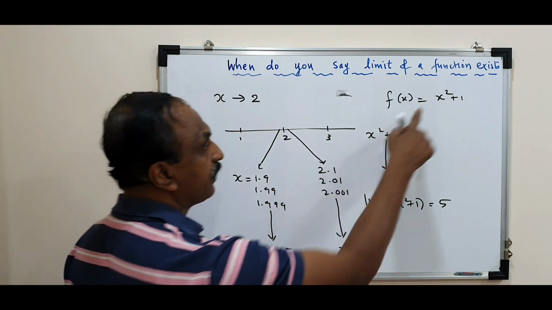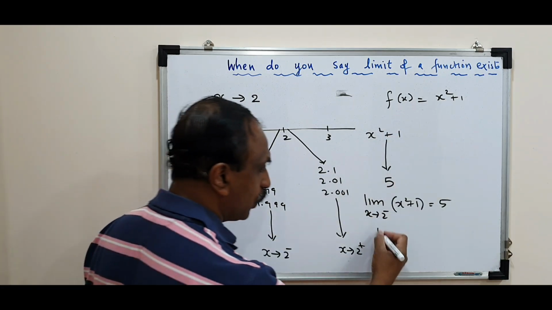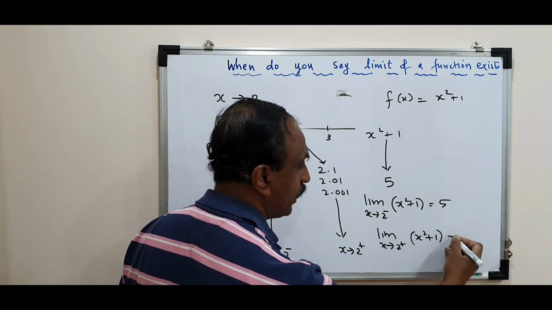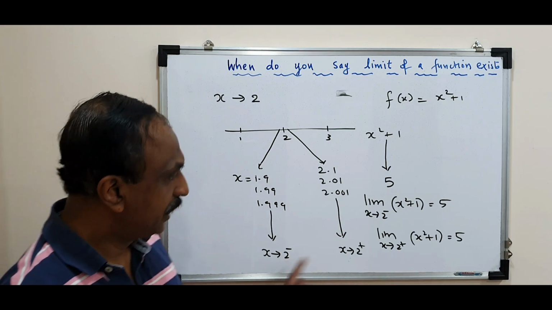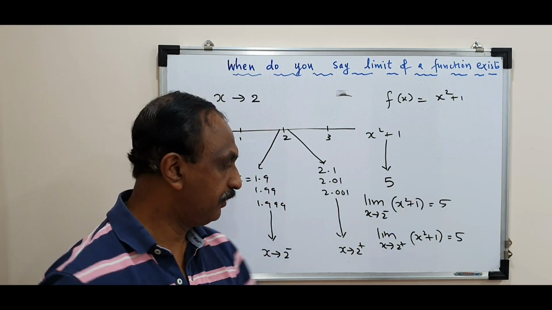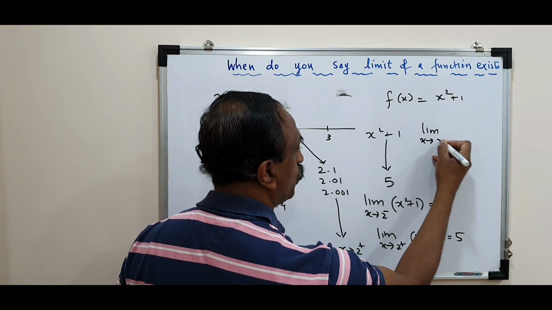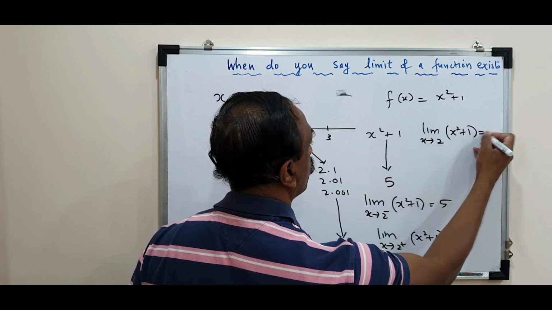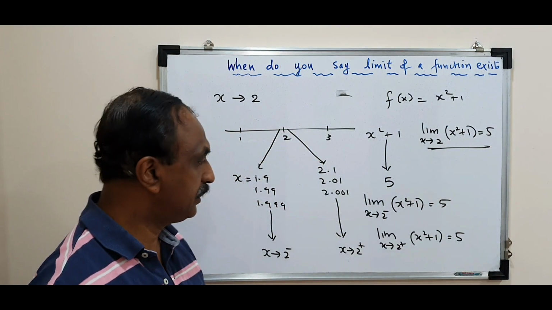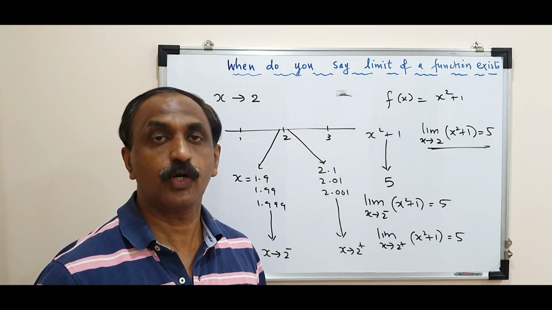Again, when I put the x value as 2.1, 2.01, 2.001, in that case also, I will get the value of x square plus 1 as 5. So we say the left hand limit of the function is 5, the right hand limit of the function is 5, hence my conclusion is limit x tending to 2 of x square plus 1 is equal to 5. So here the limit is 5 and the limit exists. Imagine the left hand limit and right hand limit are different, then we say the limit does not exist.